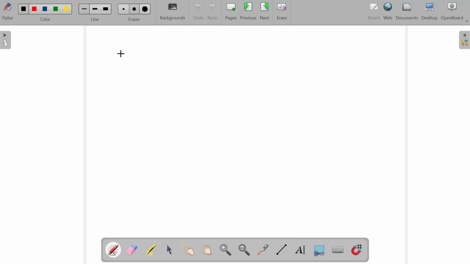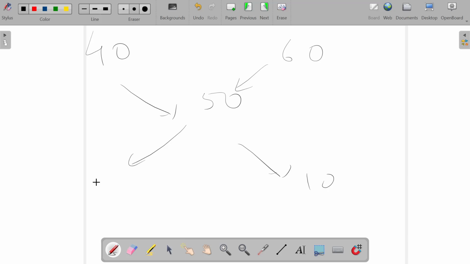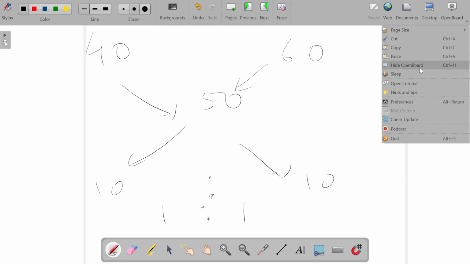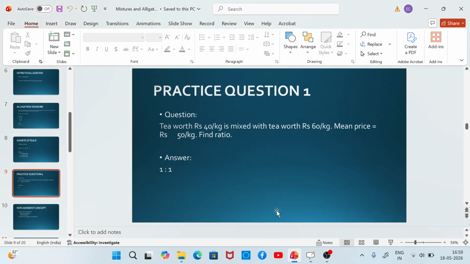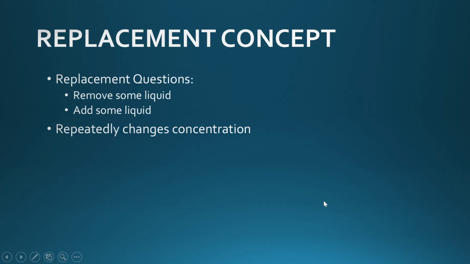Tea worth 40 rupees per kg and tea worth 60 rupees per kg. And the mean price is 50 per kg. So again, diagonal subtraction. 50 minus 40, 10. 60 minus 50 is again 10. So the ratio is 10 is to 10, which on simplification is 1 is to 1. Very simple. So we can solve this very quickly if we use the alligation rule and subtract them diagonally.